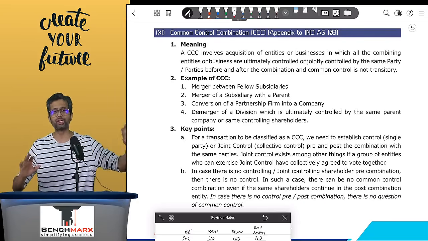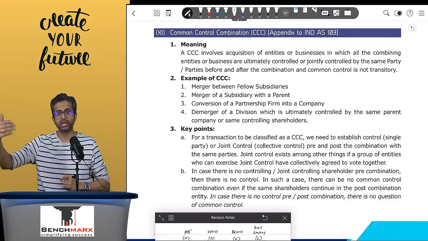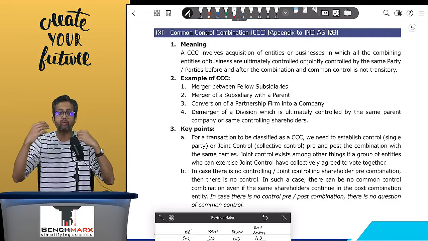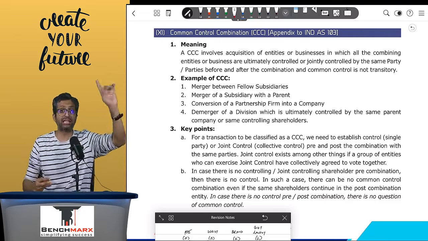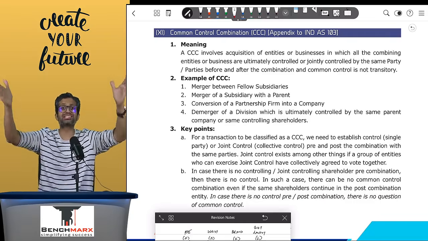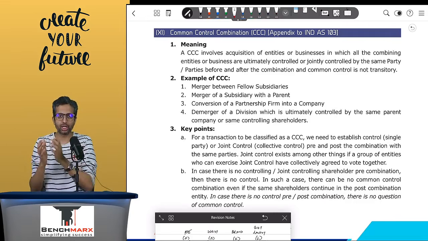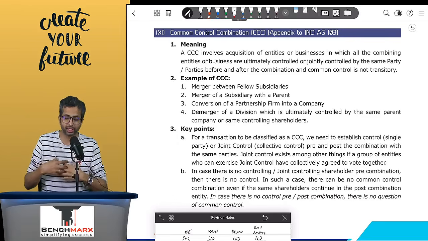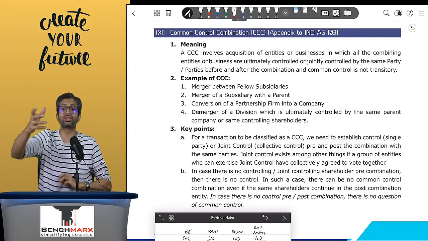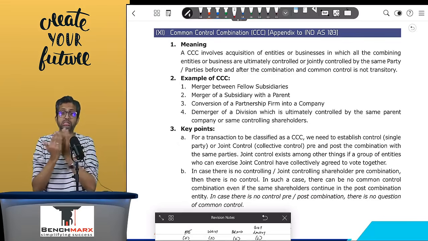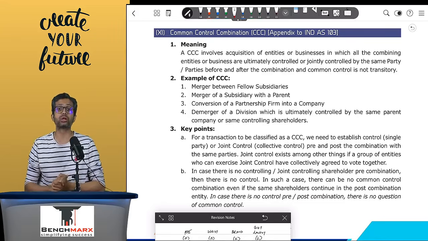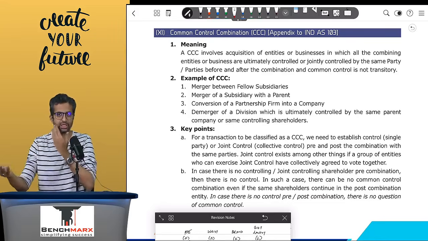A common control combination, also popularly called a CCC, is a transaction where the entities which are combining were previously controlled by the same individual or single shareholder, or jointly controlled by the same group of shareholders. So over here, if the entities which are joining or combining were earlier owned or controlled by the same shareholder or jointly controlled by the same group of shareholders, then the transaction between the two is treated as a CCC, a common control combination, which will be accounted for using a pooling of interest method, which is a slightly different method than the acquisition method.